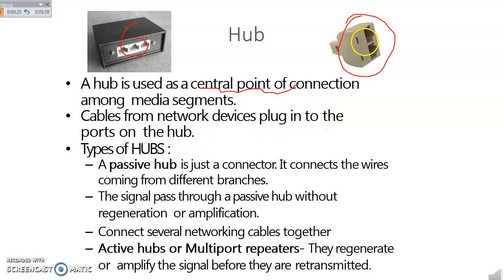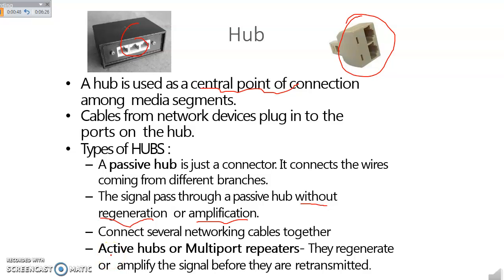So these are the ports available. Next is the types of hub. Passive hub. A passive hub acts like a connector. It connects the wires coming from different branches. The signal passes through a passive hub without regeneration and amplification. Okay. Then it connects several networking cables together.